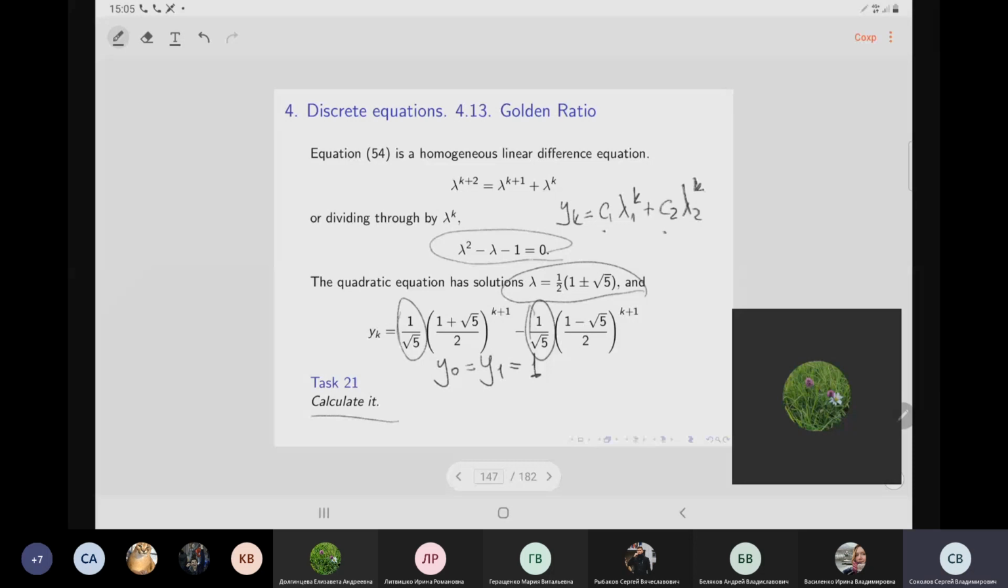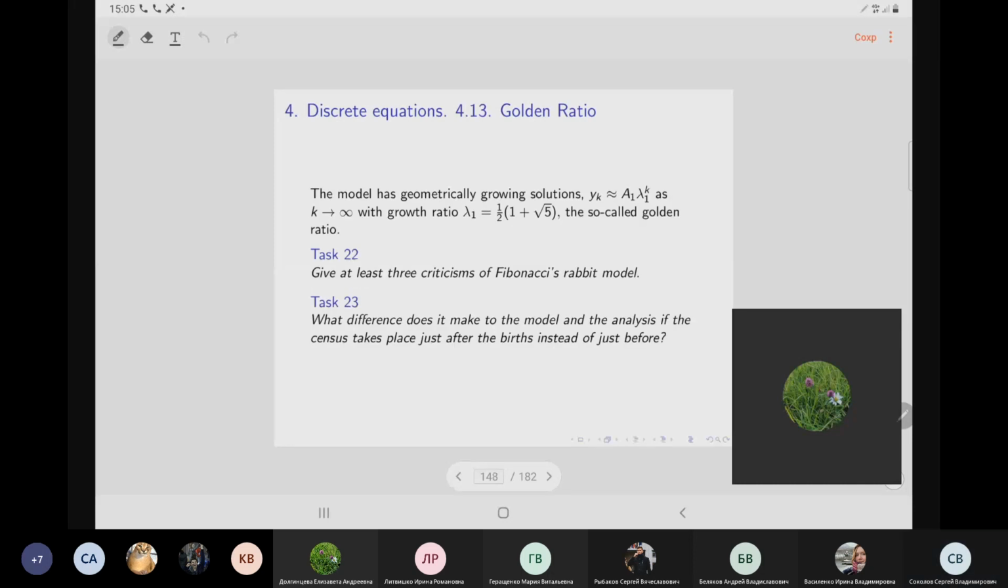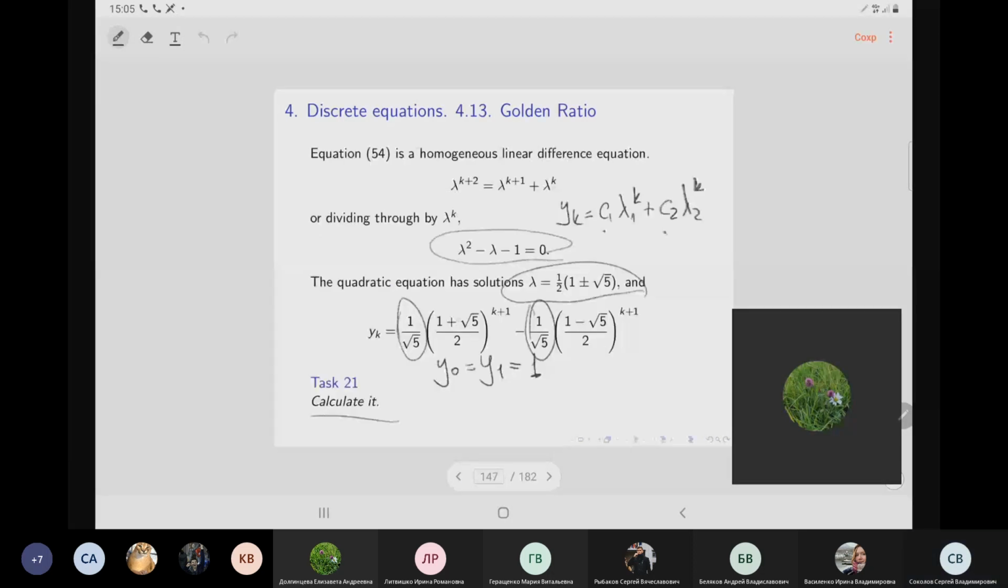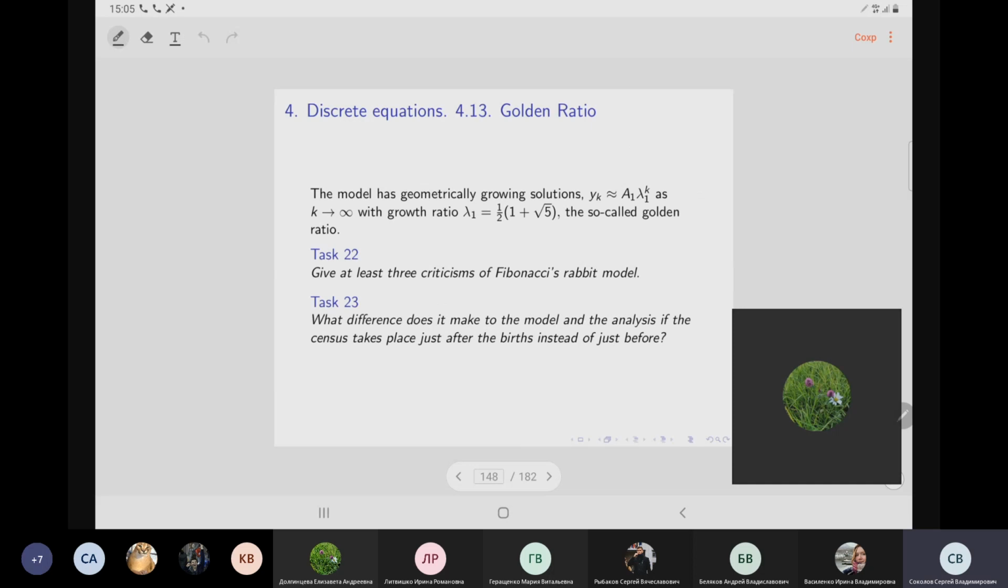Finally, what about the Fibonacci rabbits? We see that if k is going to infinity, as the first root is greater than 1 and the second is less than 1, then this will decrease, and the final solution is close to this.